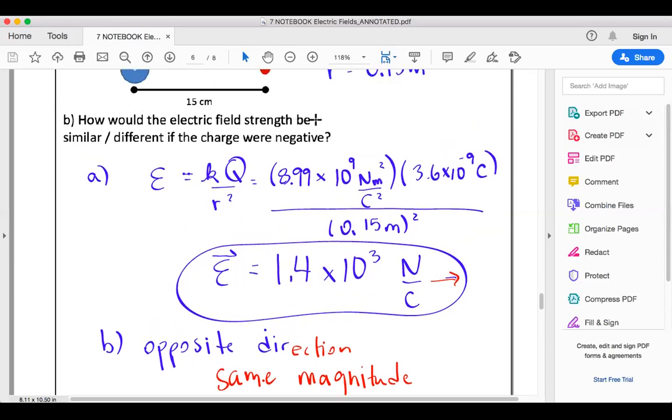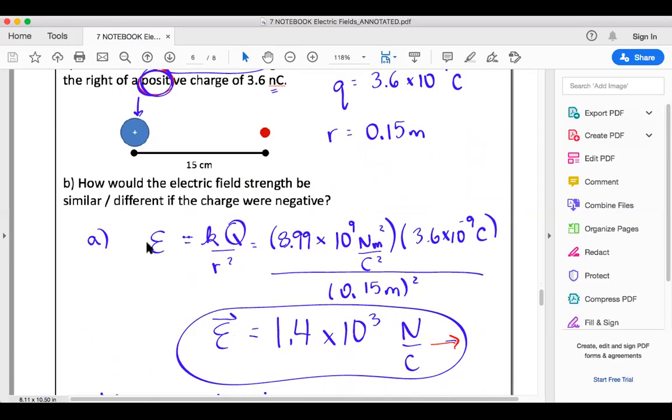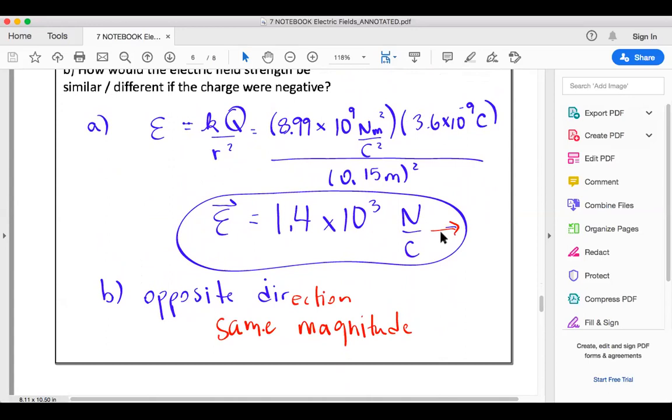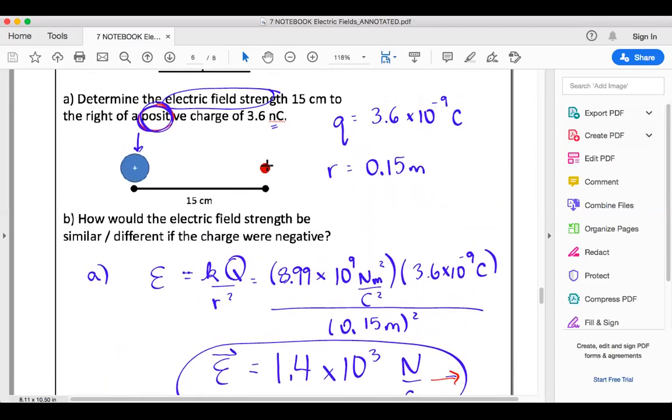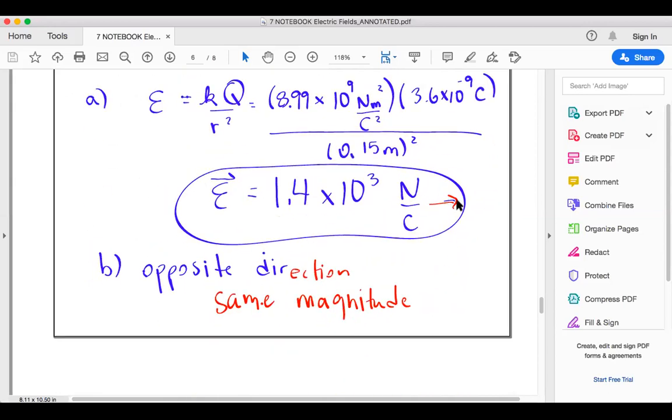How would the electric field strength be different if the charge were negative? If this charge were negative, we would use all the same numbers, we'd get the same answer, but the direction would flip. Because if this was negative, the point charge would want to go towards it. But notice when this is positive for part A, the answer for our direction is to the right. Epsilon is a vector quantity. Electric field is a vector quantity. So you need to put in a direction for full marks for these problems.